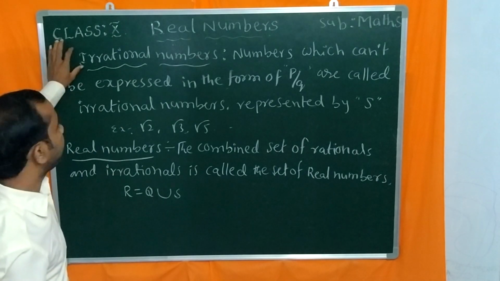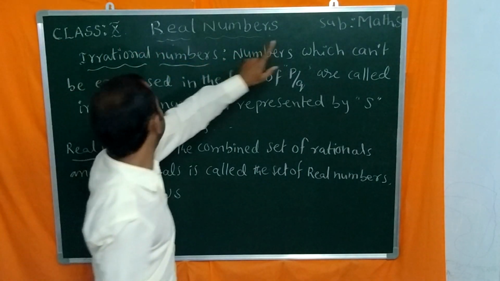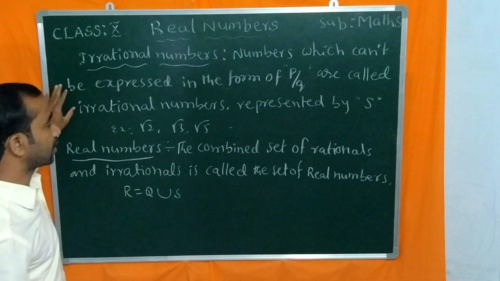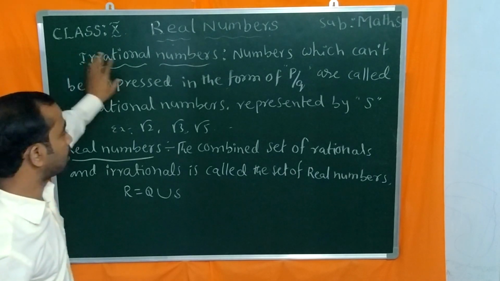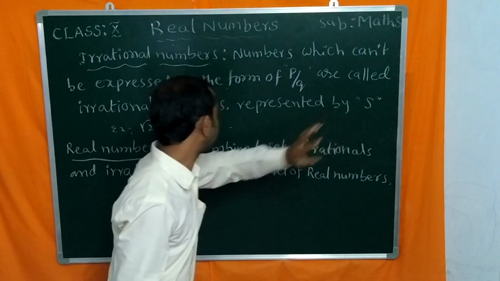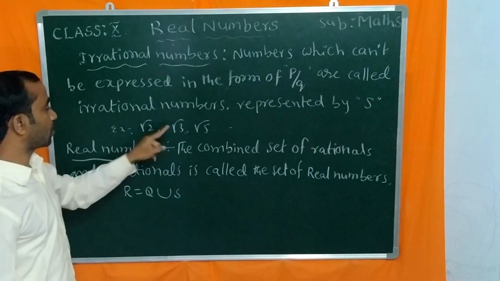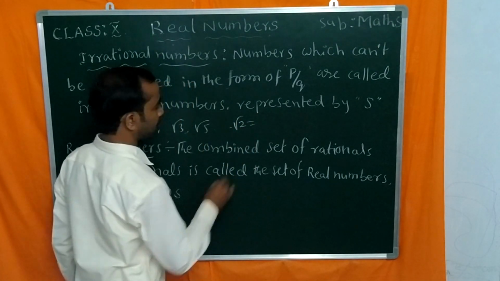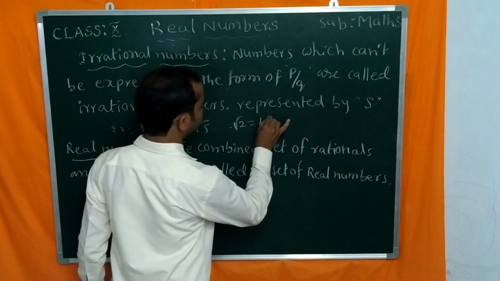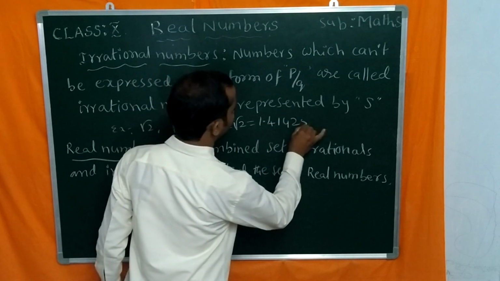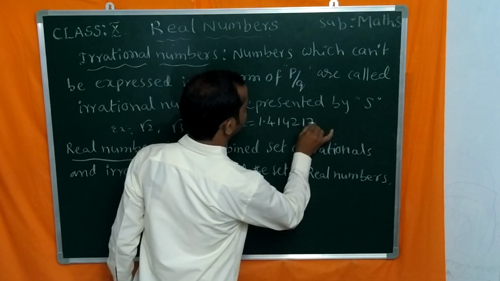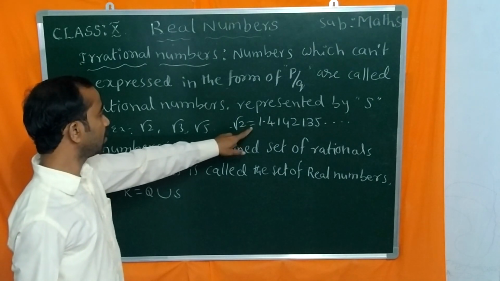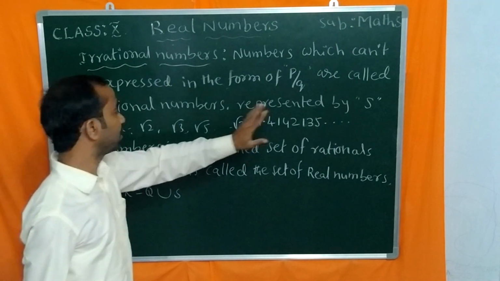Next, irrational numbers. The numbers which cannot be expressed in the form of p by q are called irrational numbers. Irrational numbers are represented by capital S. For example, root 2, root 3, root 5. Here root 2 is changed into decimal form. Root 2 value is 1.41425 and so on up to infinity. So this is a non-terminating and non-repeating number.